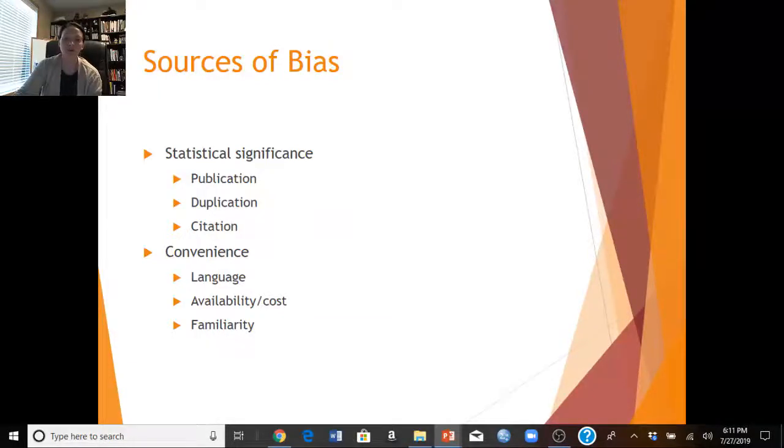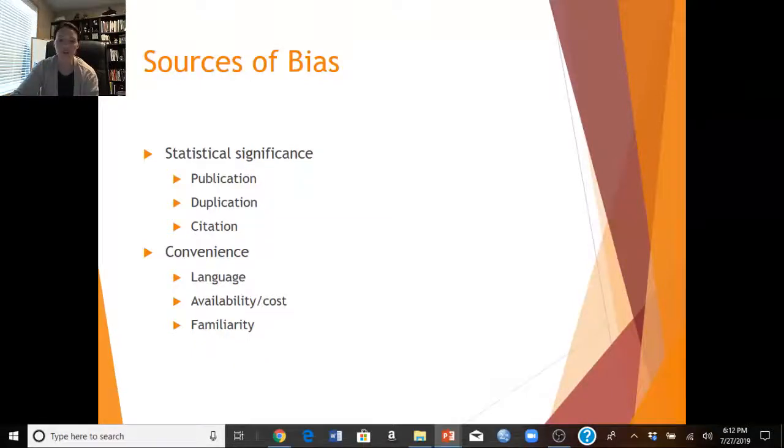So let's talk about sources of bias. We have bias related to two separate sources, the first of which is related to statistical significance, and the second is related to convenience. So let's start with statistical significance. We have three types of bias here.